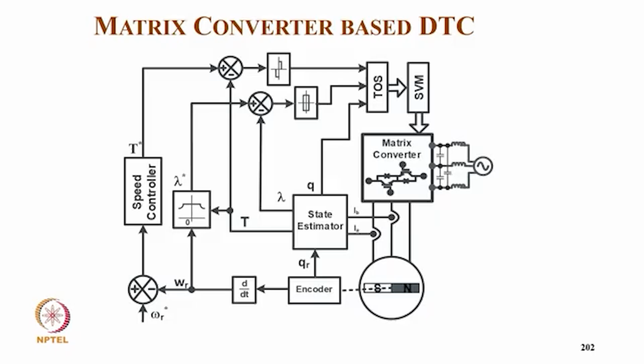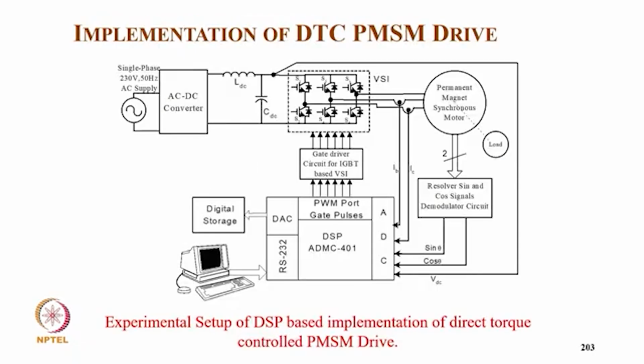Now this is the matrix converter for DTC. We have the position, and from the position we get the speed. From the speed controller with the reference speed we get the torque reference, and from speed we get the flux reference. From current and position we estimate the torque and flux, and from the reference flux and torque we go to the 3-level torque controller and 2-level flux controller. So we get dTe and d lambda, and from the flux sector we get the table of optimal switching for space vector modulation to give a signal for the matrix converter.